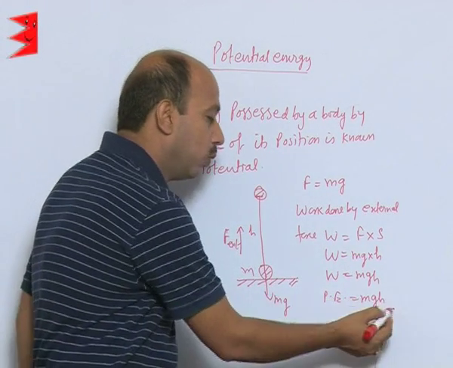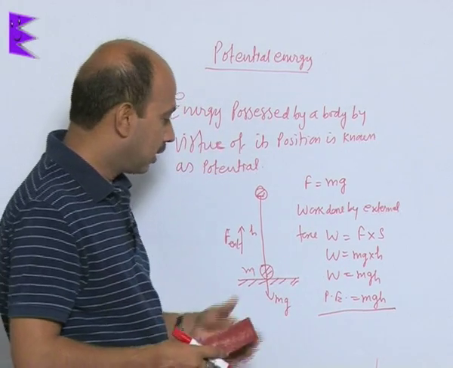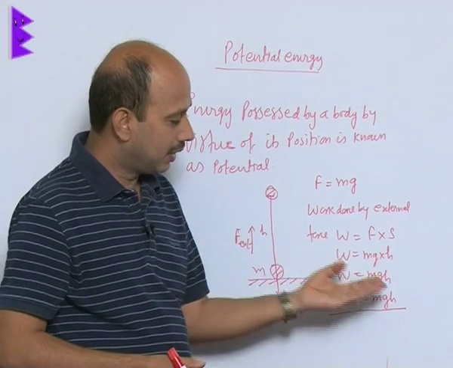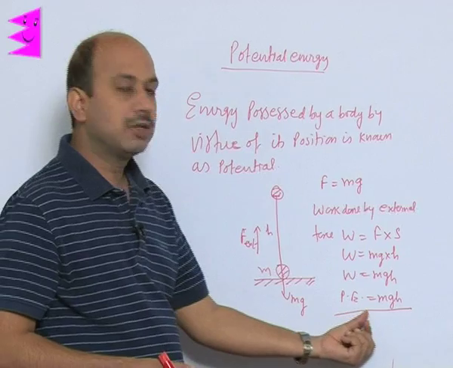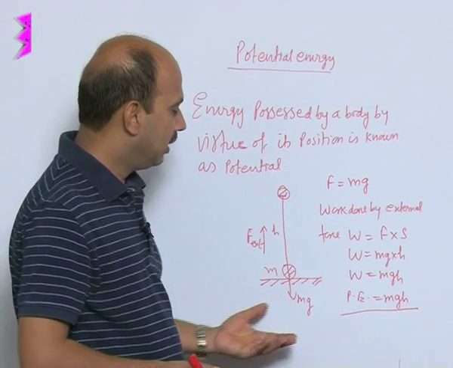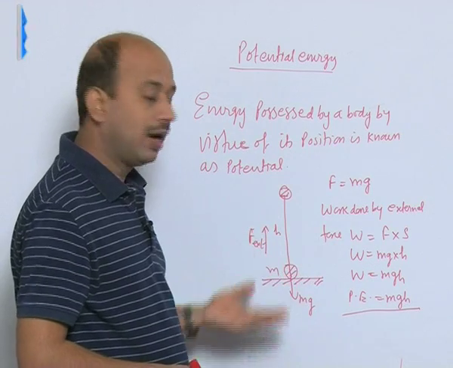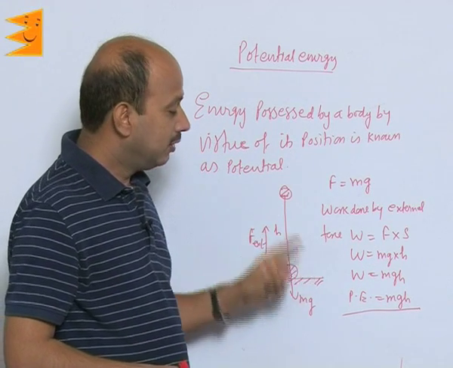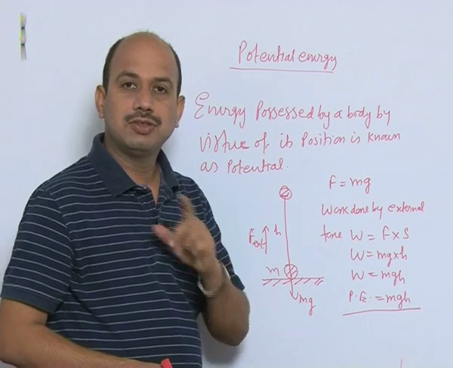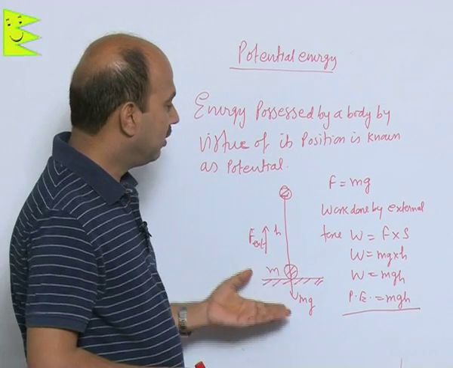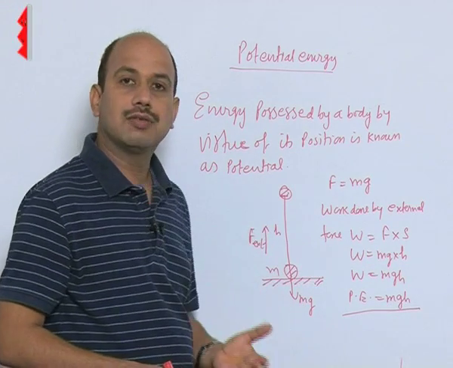So see here, whenever any object is above the ground level at a height h, then it possesses this much potential energy. So potential energy is here due to change in position, simply due to height from the ground, and this potential energy is known as gravitational potential energy, because we are raising the object, we are working here against the gravity.